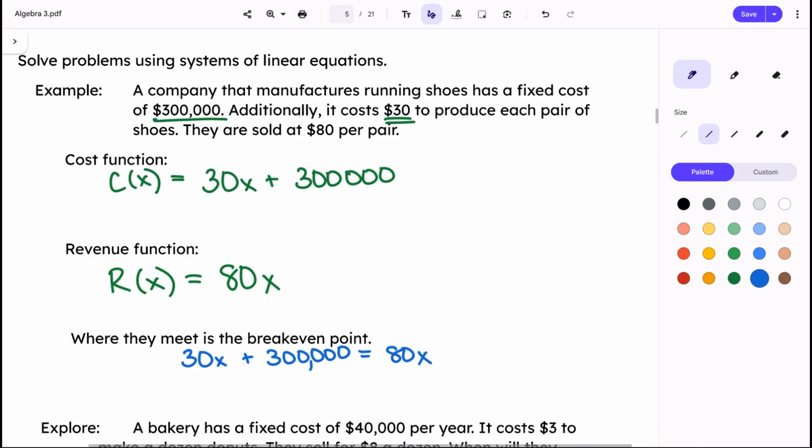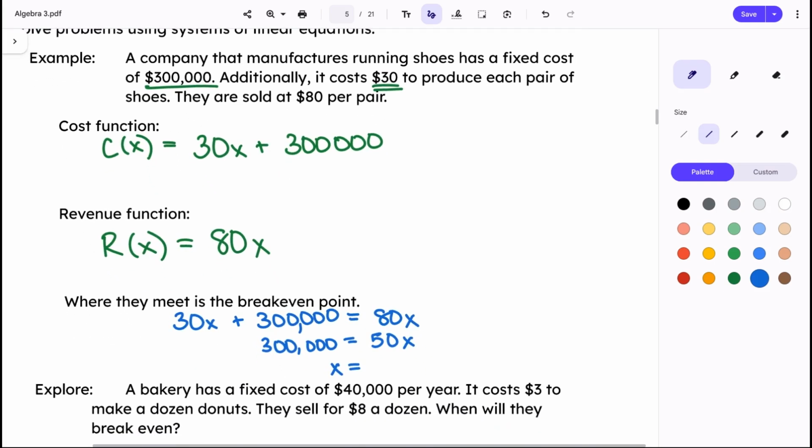How would you guys solve this? Okay, so I have 300,000 equals 50x. Then you would divide by 50. So go ahead and do that and tell me how many pairs of shoes these people need to make and sell. If you needed to, you could make it a little simpler. You could cross off a 0, and then you could take 30,000 divided by 5, if that's any simpler.